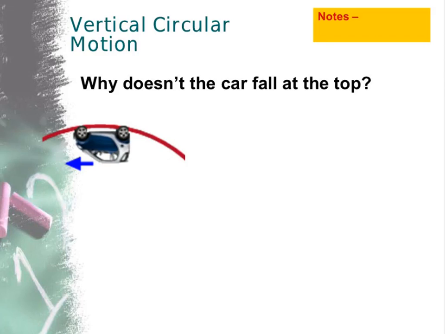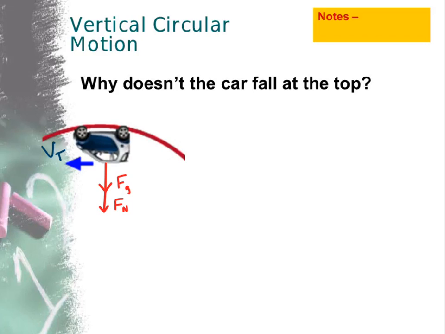So, why doesn't the car fall at the top? After all, it looks like we just have gravitational force working here. And of course, if this car were sitting still, yeah, it would just fall straight down to the ground. But we have a car that is moving at a velocity v sub t.